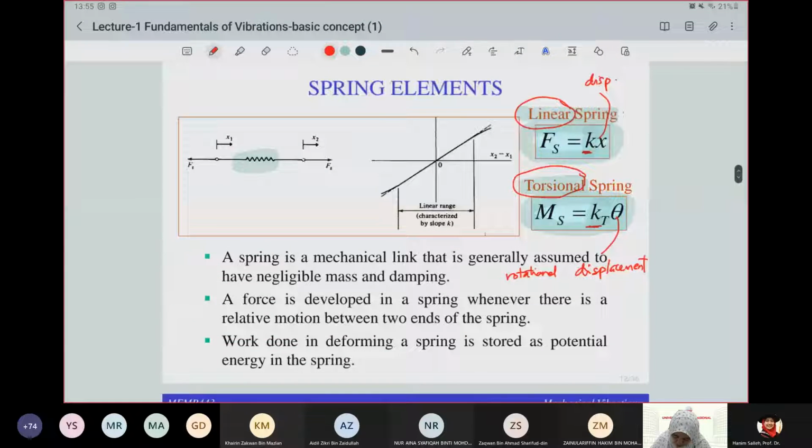For example, if you want to write potential energy, for linear we write it as half k x squared. For torsional or rotational, we can write it as half kt theta squared. Instead of x, you write it in terms of theta, and instead of k, you have it in terms of kt.